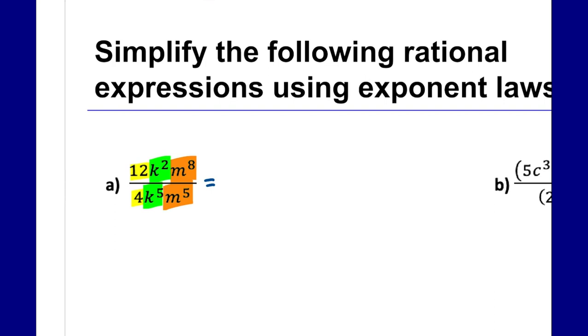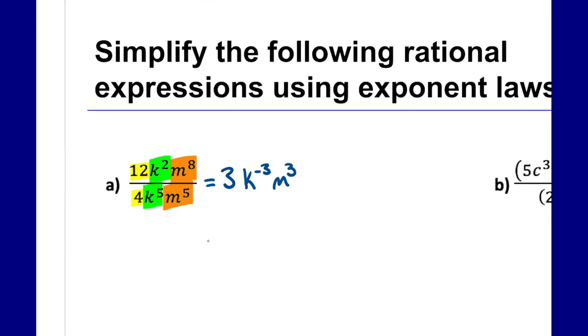So 12 divided by 4 is 3. K squared divided by k to the power of 5. Dividing powers, I subtract. K to the power of negative 3. M to the power of 8 divided by m to the power of 5. Again, I'm dividing, so I subtract. M to the power of positive 3.